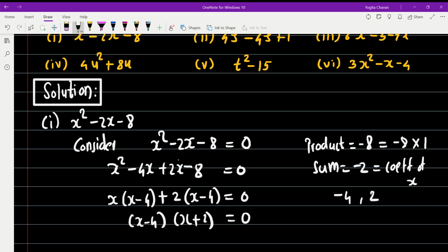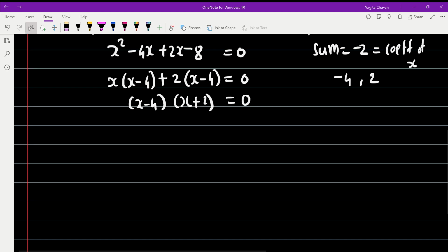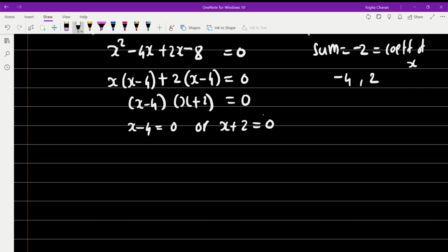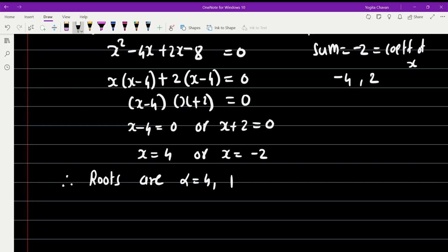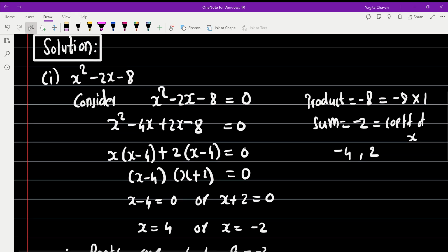Now the product of two real numbers is 0. x minus 4 into x plus 2 is equal to 0. Then guaranteed one of them is 0. So this can be written as x minus 4 is equal to 0 or x plus 2 is equal to 0. Now x minus 4 equal to 0 means x is equal to 4 or x is equal to minus 2, and therefore roots are, say, alpha is equal to 4 and beta is equal to minus 2. So we have two roots of this polynomial.